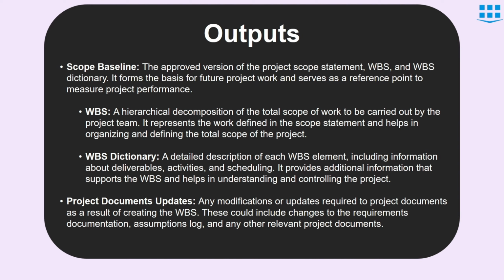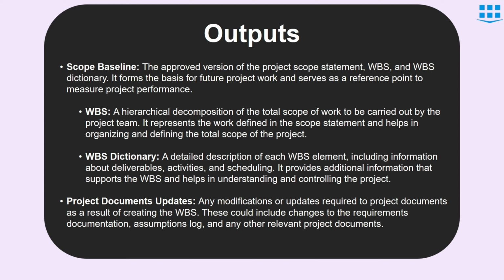A WBS is simply a hierarchical decomposition of the total scope of work. We will create our own WBS in the example later in this video. Then we have WBS dictionary. A WBS dictionary is a detailed document that provides a comprehensive description of each element in the WBS. If we don't have a WBS dictionary, then everyone would interpret deliverables and activities according to their own understanding, which may lead to scope creep of the project. So it is a critical reference that explains the work associated with each component of the work package.